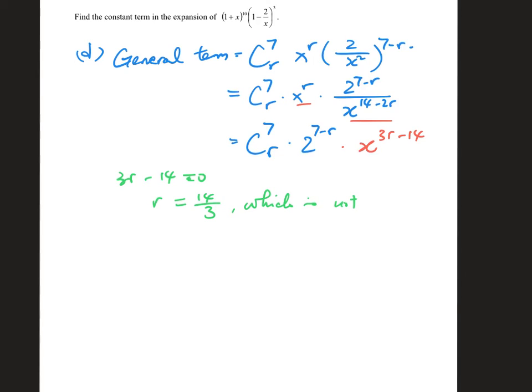an integer. Because you suppose r should be an integral power, so that you can have a constant term. But now r itself is not an integer, so that means there is no constant term. Or in other words, that means the constant term is equal to 0. So this is one of the very critical ways how you use the general term to present the answer.